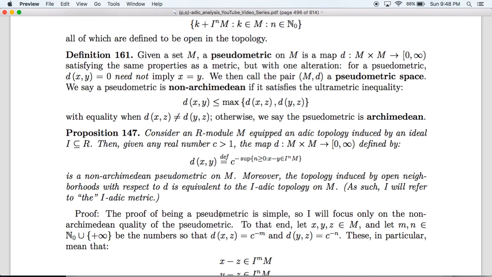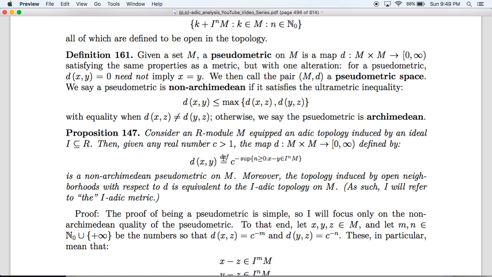The nice thing then is that the adic topology can always be realized as a pseudometric space. That is, it's induced by a pseudometric. And the idea is directly what we were familiar with from p-adic analysis. The distance between x and y is c^(-1) times the supremum of the set of n greater than or equal to 0 such that x minus y is in I^n M. Here c is any real number greater than 1. This is then going to be a non-Archimedean pseudometric, and the topology induced by the open neighborhoods with respect to this pseudometric is then equivalent to the I-adic topology on M.